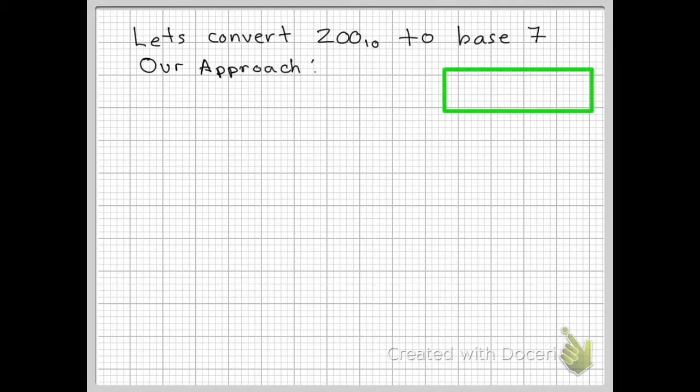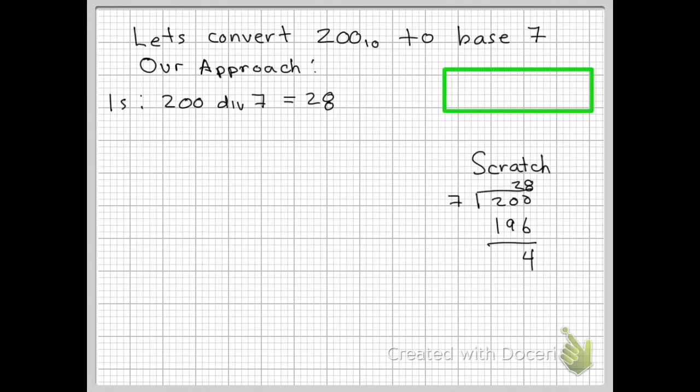So our approach is going to be to use the mod and the div operators. So we're going to calculate the ones. That would be that first position on the right. And we're going to say 200 div 7 equals 28. So our number is 200. Our base is 7. 200 div 7 equals 28. And in our scratch area, 7 goes into 200 28 times. 28 times 7 equals 196, and we have a remainder of 4. We'll leave that for now.